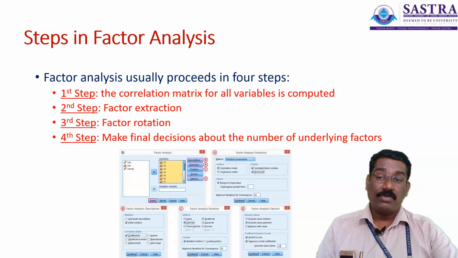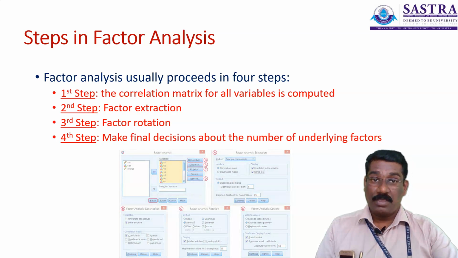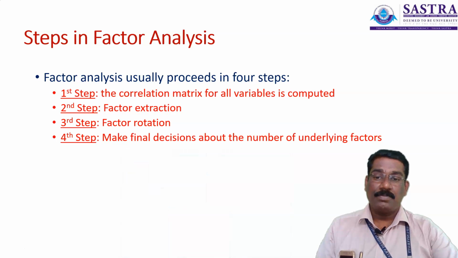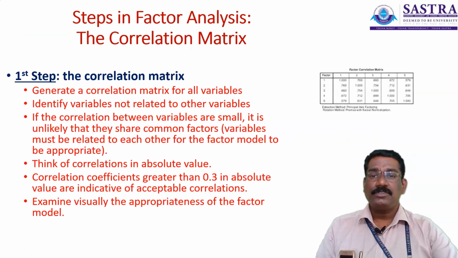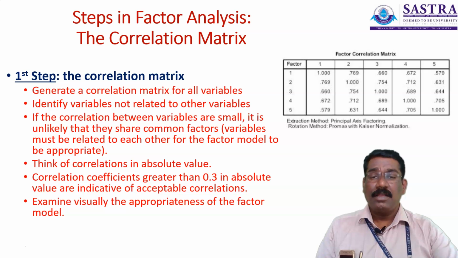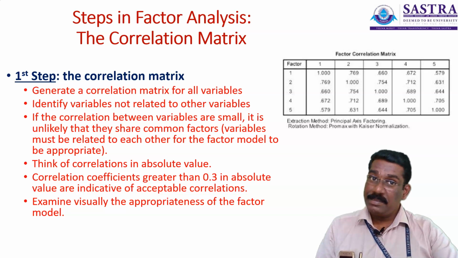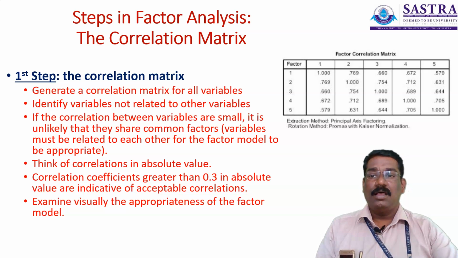The first step, we call it the correlation matrix of all variables should be computed, and the second step is factor extraction. The third step, we call it factor rotation, and the fourth step, make final decisions about the number of underlying factors. So let us deal in detail about the first step called correlation matrix.